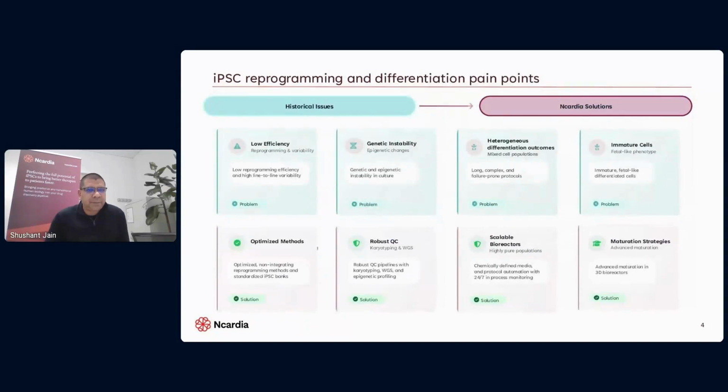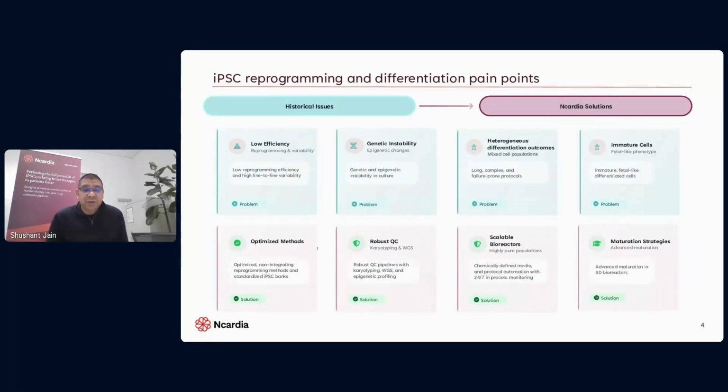This is what I was mentioning in my last point from the previous slide: when iPSC technology was discovered and was being adopted across various academic and biotech companies, there were significant issues with it. For example, there was a low efficiency of reprogramming, which is when you convert a primary cell type into the iPSC. There was significant genetic instability, with lots of chromosomal aberrations accumulating in these iPSC lines.